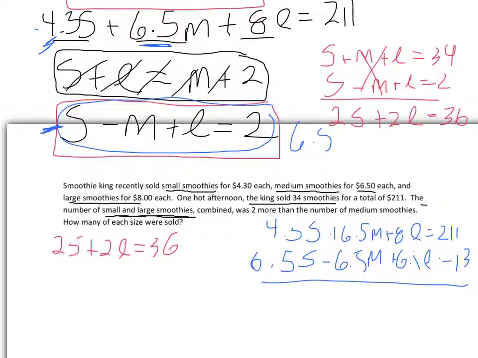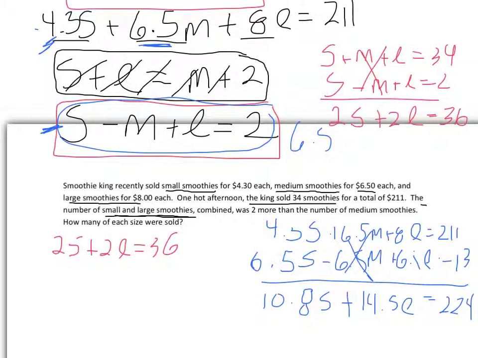So adding these together. We have 4.3 plus 6.5, which is 10.8s. The m's cancel. 6.5 plus 8 is going to give us 14.5l. And 211 plus 13 is going to give us 224. Okay. So we have another equation.